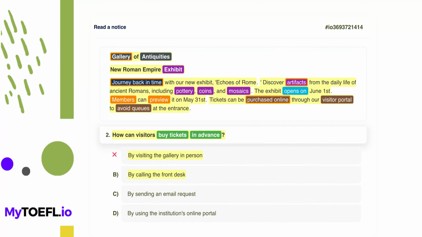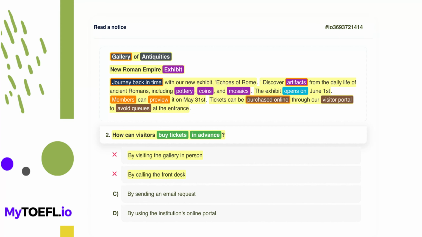Now let's take a closer look at option B. By calling the front desk, option B suggests making a phone call. We should scan the text for words like call, phone, or number. None of these words appear in the notice. Since this method is not mentioned, this option is incorrect.